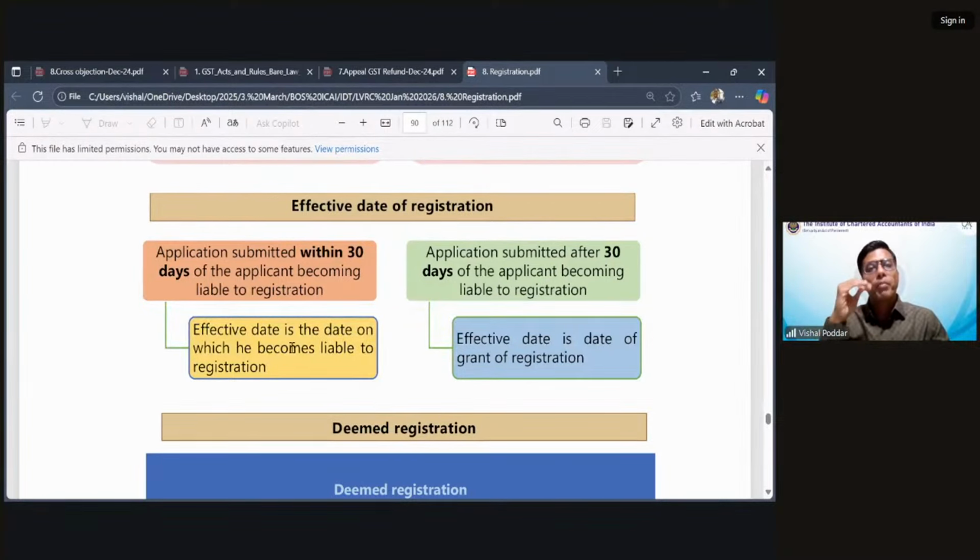But if you fail to apply within 30 days, if you are late and you apply after 30 days, then the registration effective date will not be today. It will be the date on which you are actually given the registration number. So let us say your registration number comes on 15th of December. In the first scenario, where you had applied within 30 days, your effective date is 30th October only, though you get the number on 15th of December. In the second case, since you applied after 30 days, your effective date of registration is 15th December. That is when you get the number.